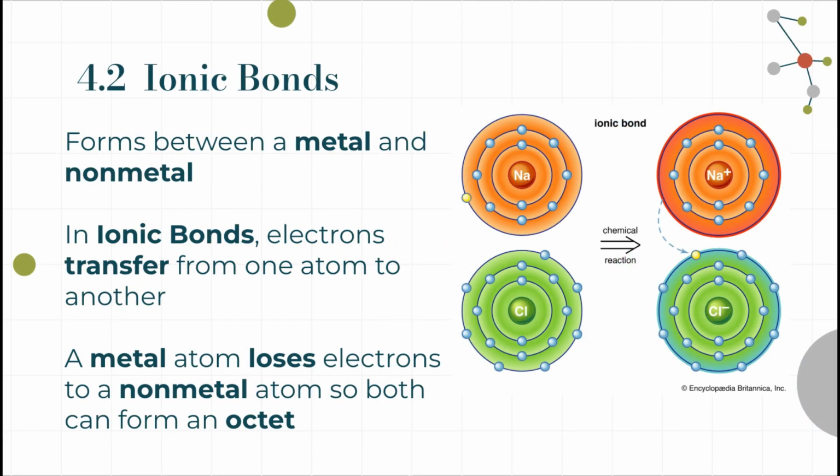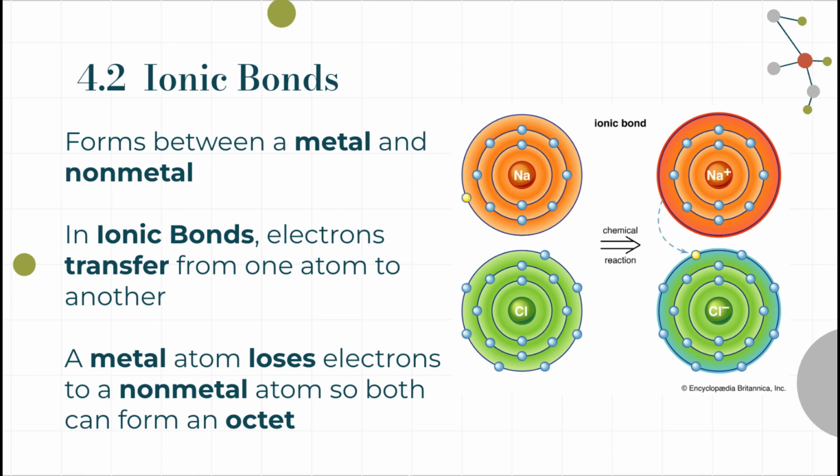Next, for 4.2, we're exploring the fascinating world of ionic bonds. Ionic bonds are basically formed between a metal and a nonmetal. In ionic bonding, electrons are transferred from one atom to another. This means that the metal atom loses electrons, while the nonmetal atom gains them. This electron transfer enables both atoms to achieve a stable electron configuration known as an octet.